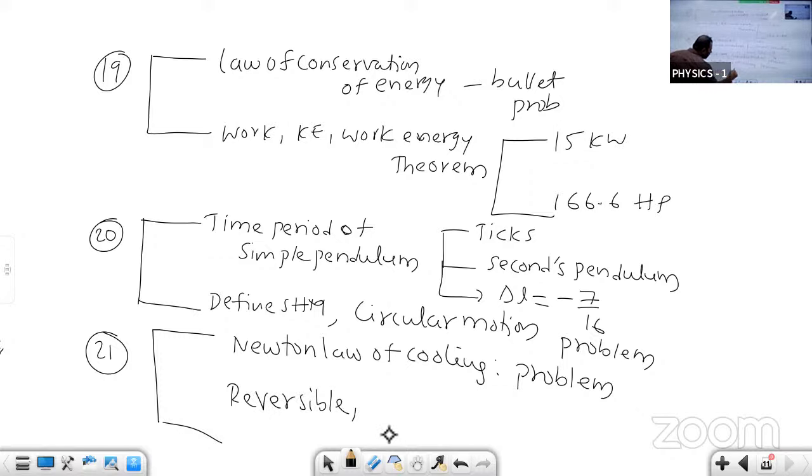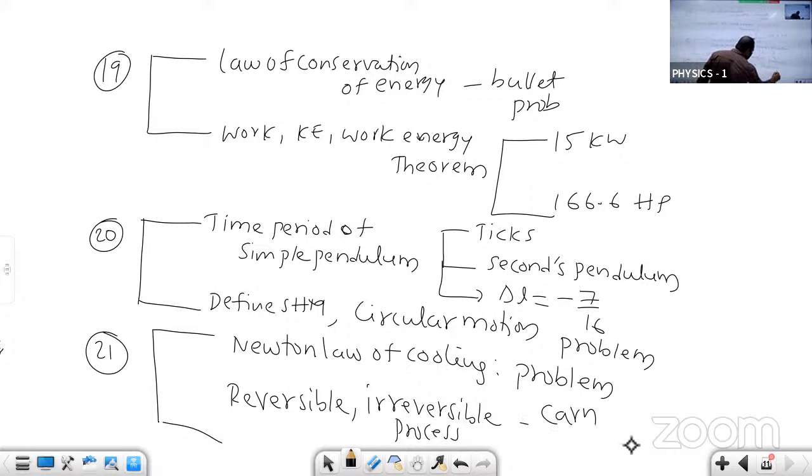The last one is reversible, irreversible process, Carnot engine. In total, 6 LAQs you are reading. From those, a minimum to maximum of 3 questions are coming. You need 2. This is 19. I made the frame directly. This one is 19th with purpose. This one 20. This one 21.